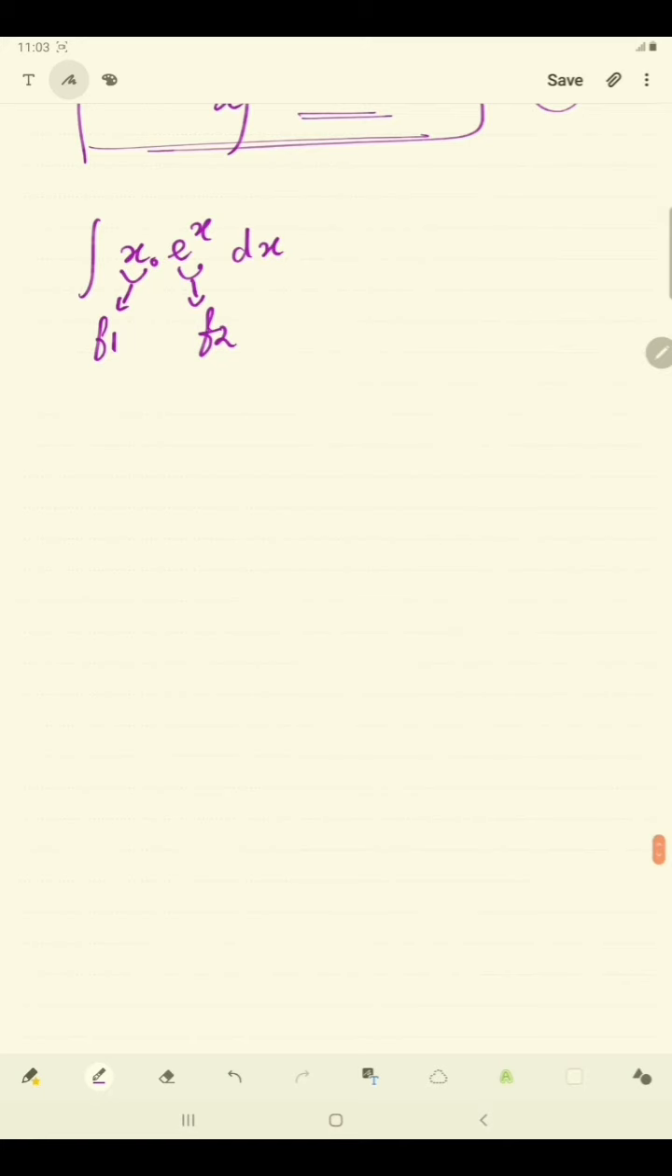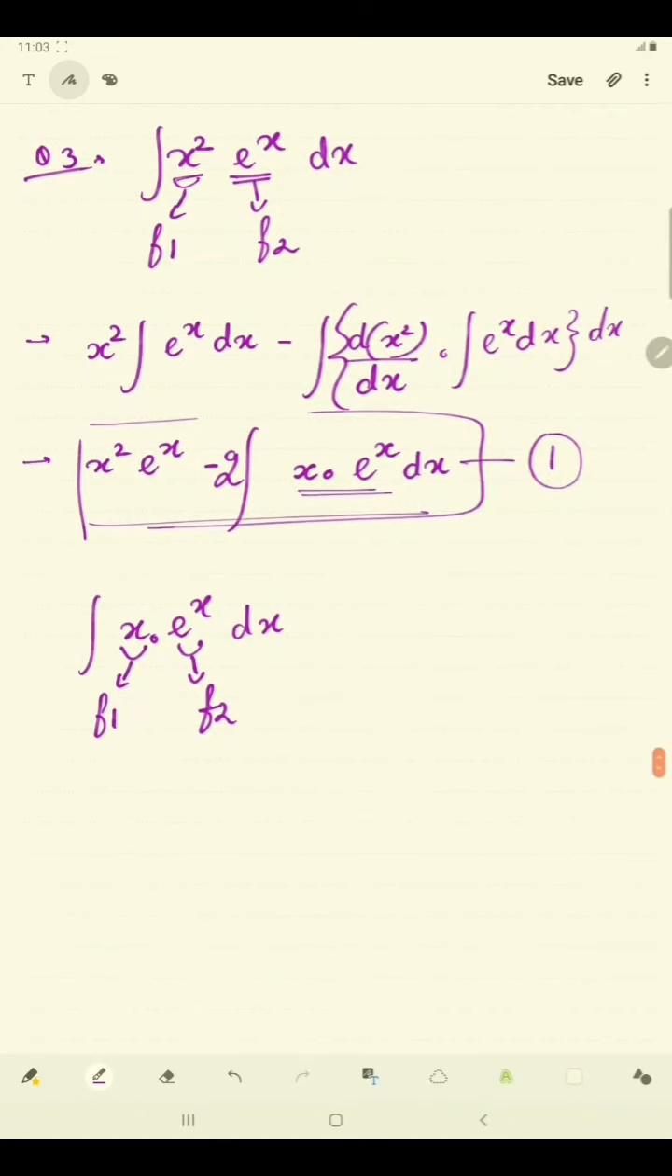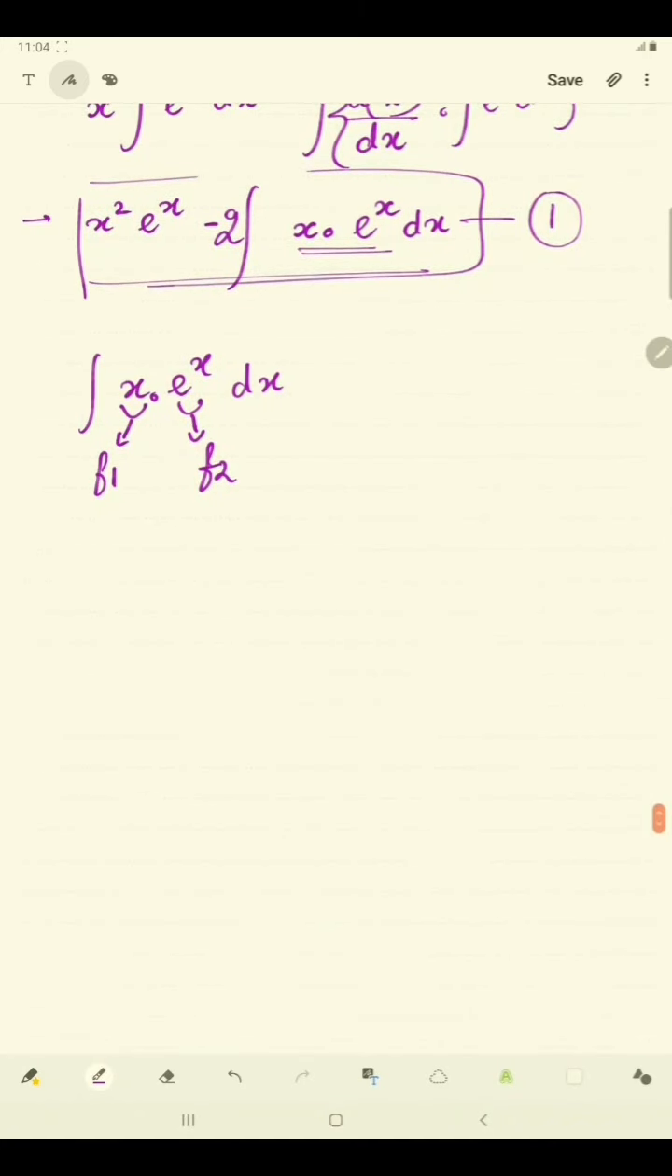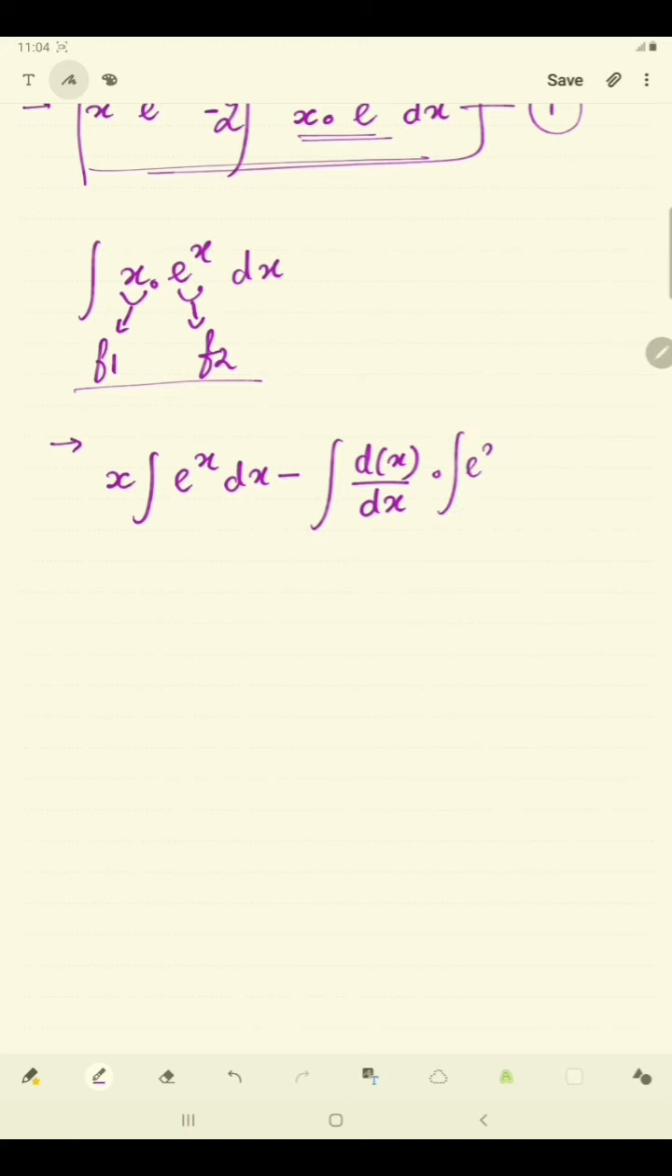These questions are very interesting because we have a question within a question, and this can move on forever. Like if we have x to the power n, then this can move on forever, and so we need to solve this again. So we need the formula again, so I'm directly going to apply the formula: x times the integration of e to the power x dx, minus the integration of the differentiation of x upon dx, dot integration of e to the power x dx, whole integration.